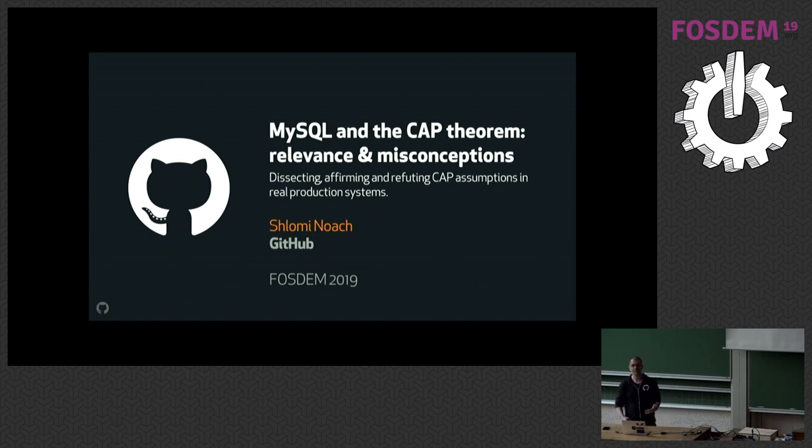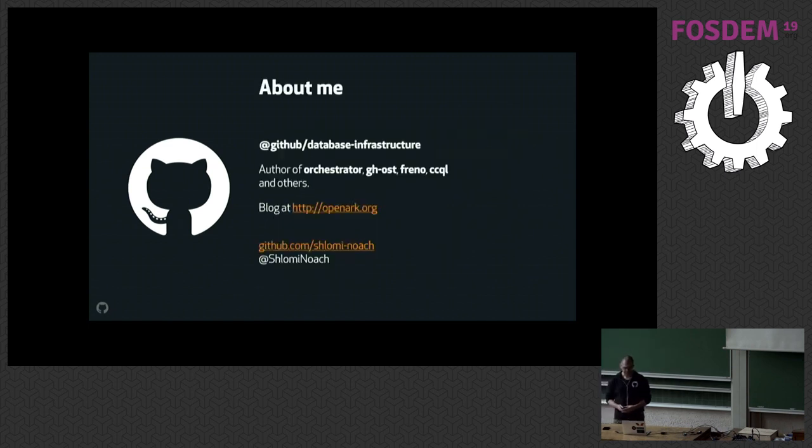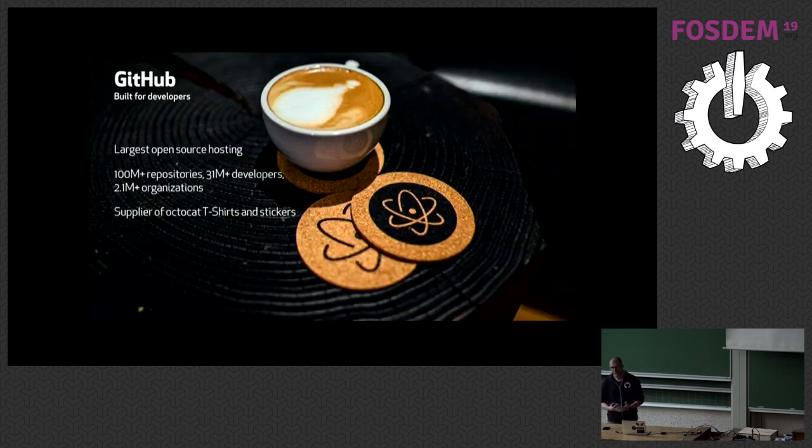We're going to see whether CAP theorem is relevant or irrelevant to production MySQL systems. I'm with the GitHub database infrastructure team. I'm assuming you know a little bit about GitHub. We do run MySQL in our backend, and clearly we're concerned with consistency and availability. We want our services to be available, right? We want you to be able to open a pull request page or an issue.